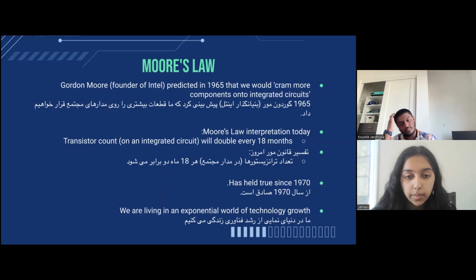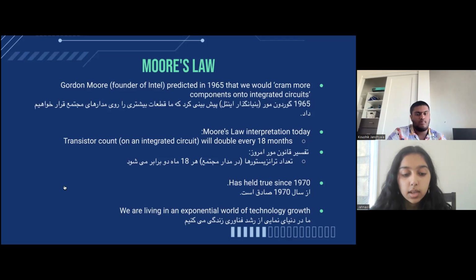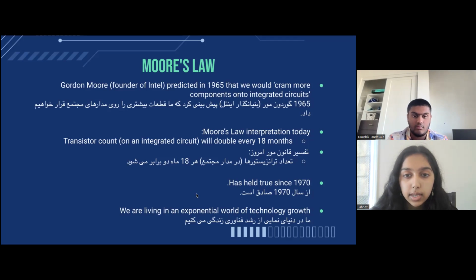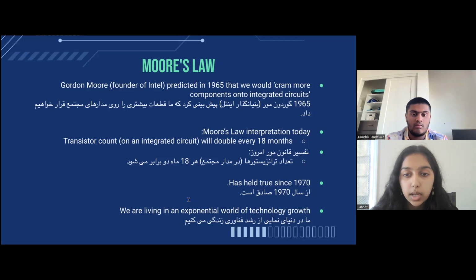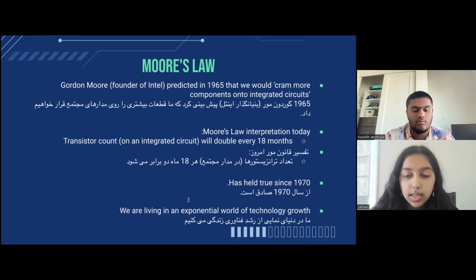Here we have Moore's law. Moore's law basically says that transistors will double every 18 months. More in depth, Gordon Moore, the founder of Intel, predicted in 1965 that we would cram more components onto integrated circuits. Moore's law interpretation today is that the transistor count on an integrated circuit will double every 18 months, and this has held true since 1970. We are currently living in an exponential world of technological growth.